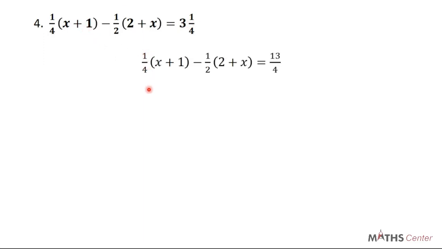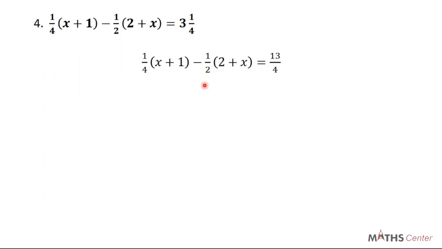So we have 1 over 4 into bracket x plus 1, minus 1 over 2 into bracket 2 plus x, is equal to, you convert 3 whole number 1 over 4 to an improper fraction, and that will give us 13 over 4, because 4 times 3 is 12, 12 plus 1 is 13. So 13 divided by 4. If you want to understand how this is done, watch the video on converting mixed numbers or mixed fractions to improper fractions under fractions, and you will understand this very well. So we now have all of them here in fraction form.